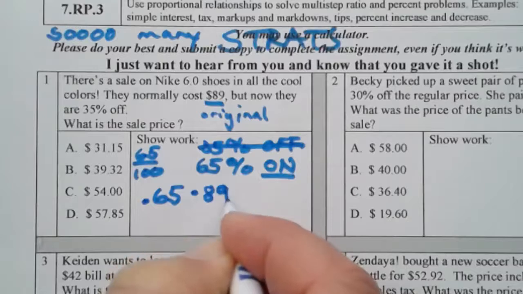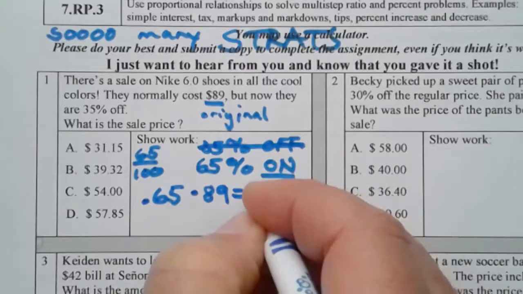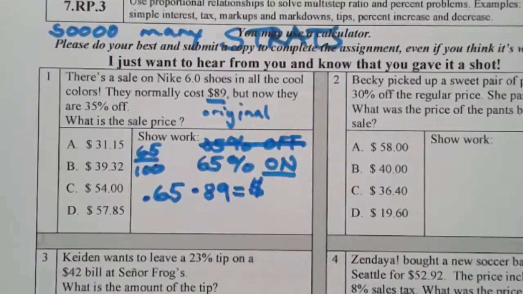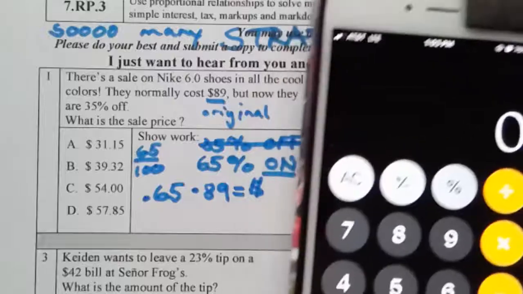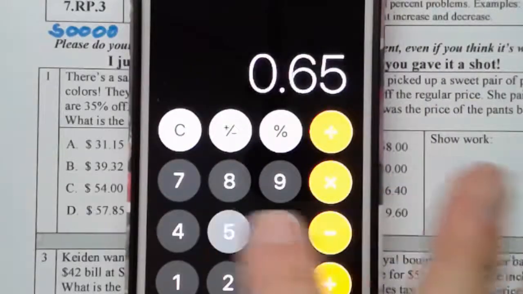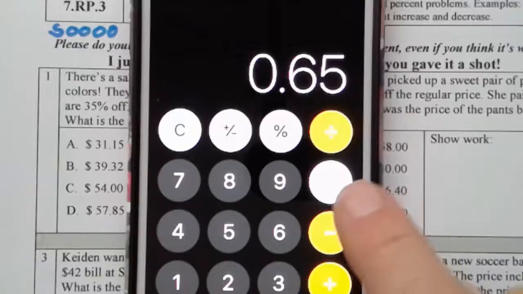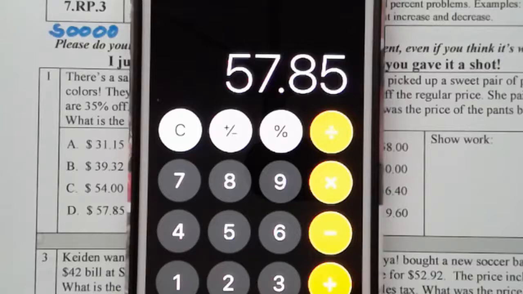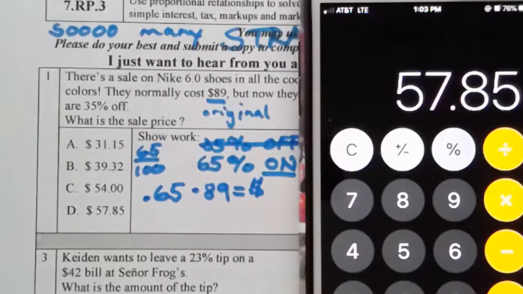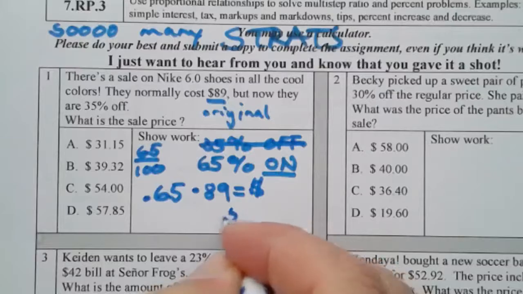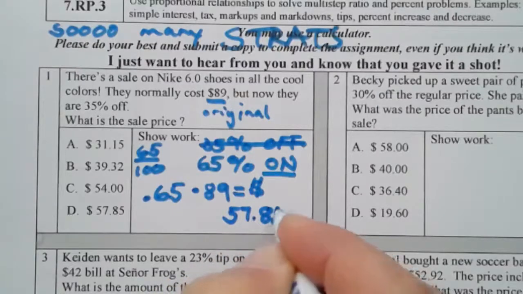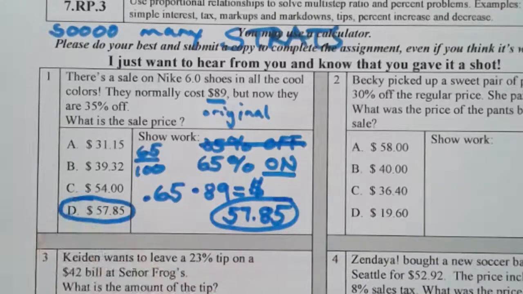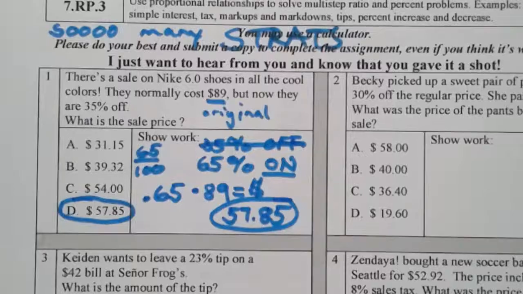$89. Nice and easy. We know our answer is going to be dollars and cents, and then we're going to hopefully see it as a choice there. So I'm multiplying 65% of $89, $57.85. And very nice. We like to see our work rewarded with it being one of the choices over there.